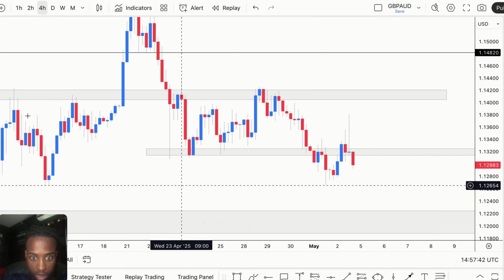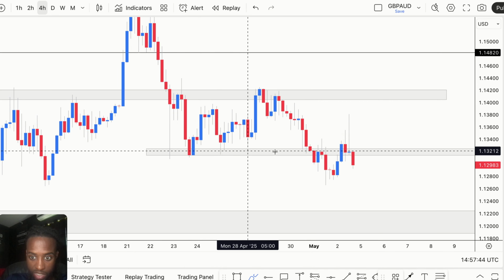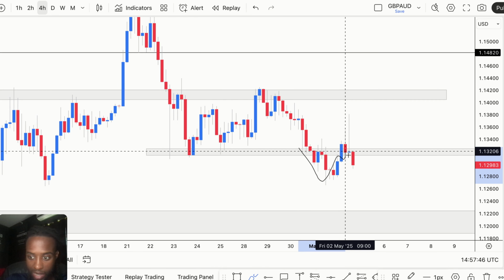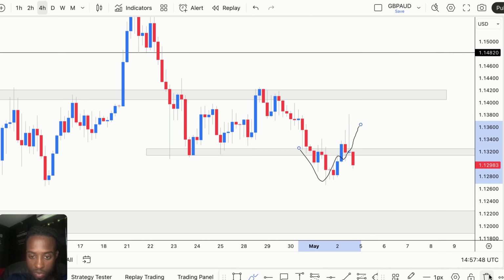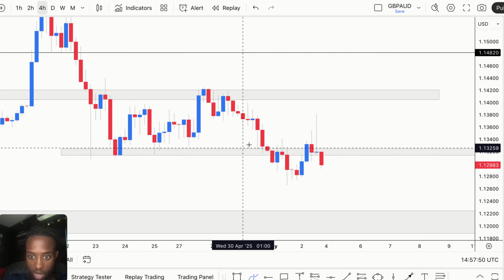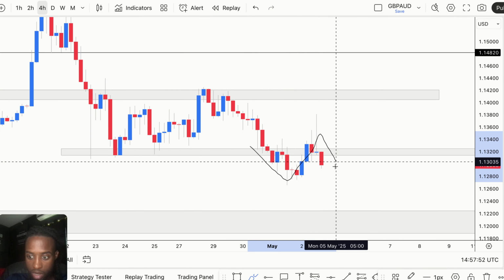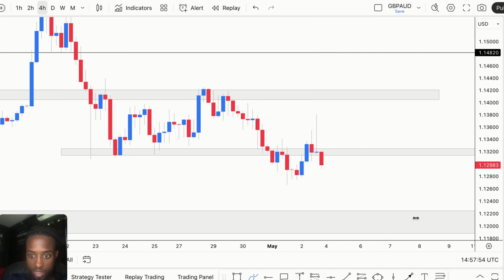Broke this level here. I was looking for a break at this level and then a retest, but last week they did a lot of liquidity grabs and things of that nature. But seeing how price broke down through that wick and now we're closing back below here, I like for this to set up for a continuation down.